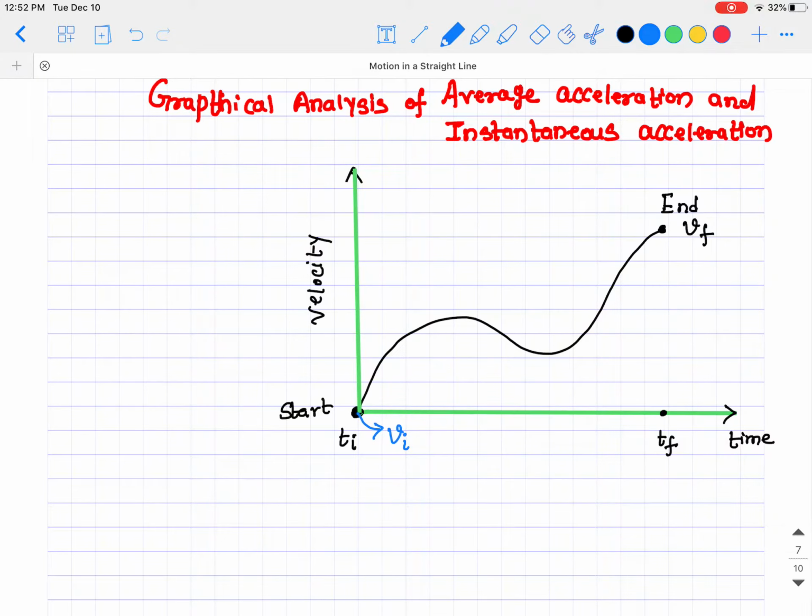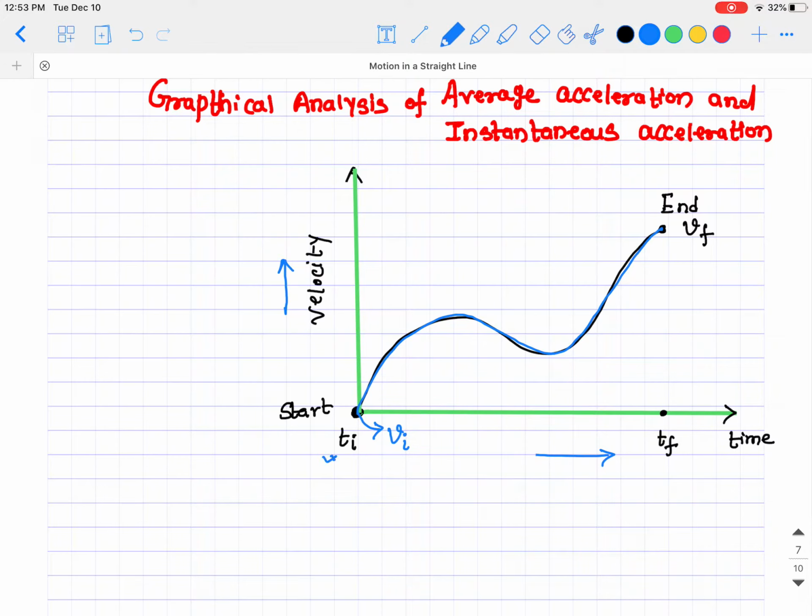In this video, we'll be talking about the graphical analysis of average acceleration and the instantaneous acceleration. Let's say we have a graph here. This is the time axis, and this is the velocity. And the velocity varies as given by this equation here. This is how the velocity varies.